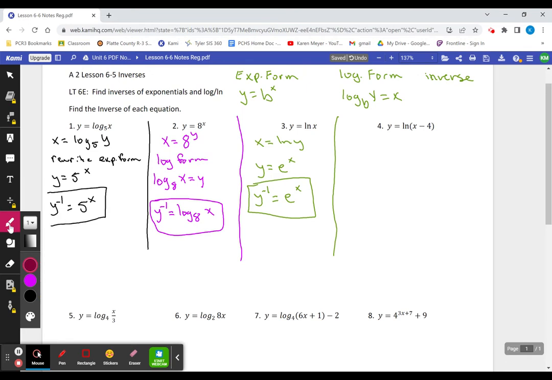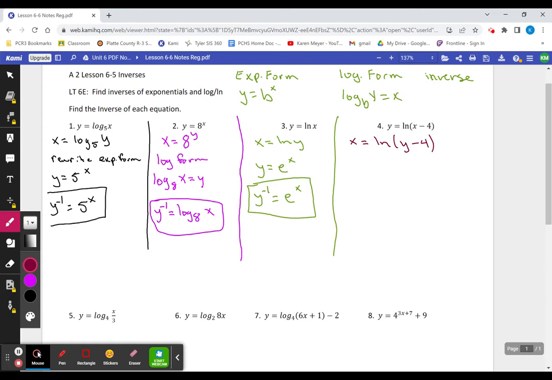Okay. Number 4. Start by switching x and y. So x equals ln of y minus 4. Okay, don't try to move the minus 4. You're going to notice the minus 4 is inside the parentheses, which means it's grouped with that. So you can't move it until the parentheses is gone. And the only way to make the parentheses here go away is to rewrite it into exponential form.